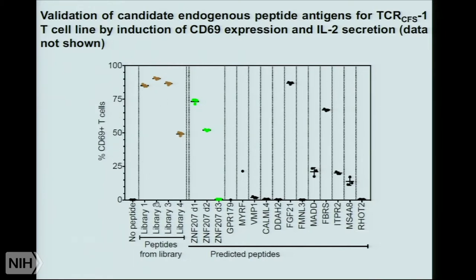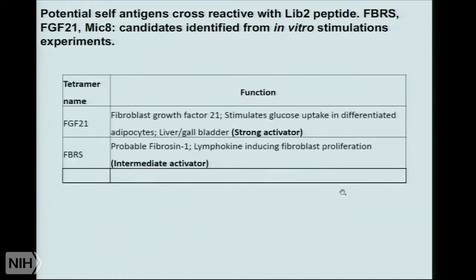Well, the same peptide came out of different libraries. But long and short of it is that by making reporter cells of this T cell receptor, and making peptides that were similar to library peptides, we could find a hit in this peptide from this molecule FGF2, and another hit actually here, FBRS, and other ones are somewhat shaky, but there's no obvious neurological or immunological connection here with these two major hits, but anyway, we went with them further.